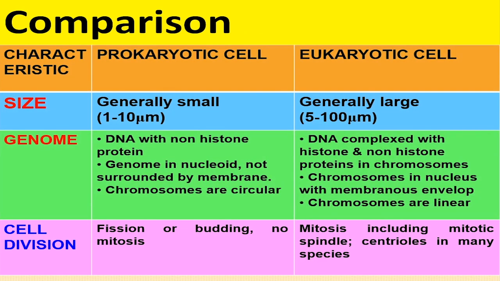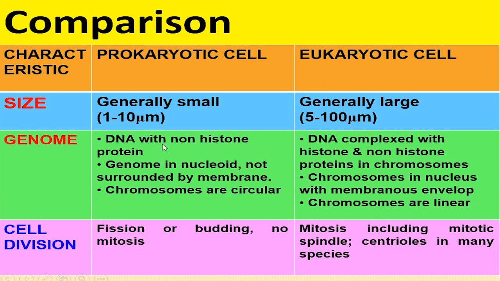Then if we look further at the size of prokaryotes and eukaryotes, you will find the eukaryotic cell is larger, 5 to 100 micrometer, while prokaryotic cells are very small, tiny cells that can be observed on the microscope. The diameter ranges between 1 to 10 micrometer only. So the diameter of prokaryotic cells is 1 to 10 micrometer, and eukaryotes 5 to 100 micrometer.